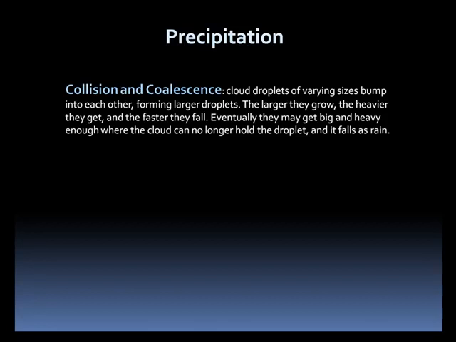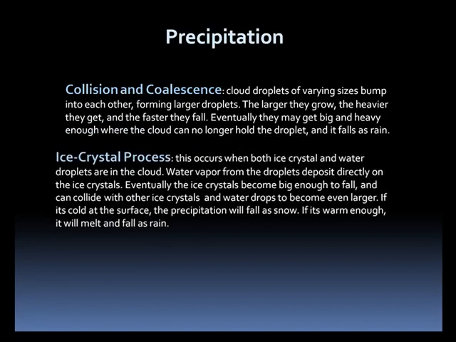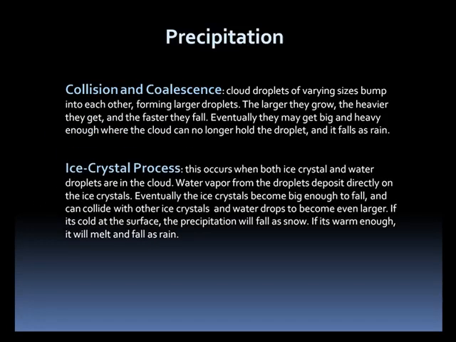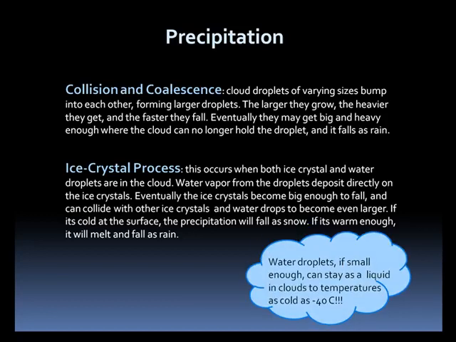The other process is the ice crystal process. In this process, both ice crystals and supercooled water exist together in a cloud. Water can exist at sub-freezing temperatures if small enough. Water vapor from supercooled cloud droplets is drawn to the ice crystals, depositing on the ice crystals to form bigger ones. Gradually, these crystals become big and heavy enough to fall, colliding with other ice crystals and cloud droplets on the way down, becoming even larger.